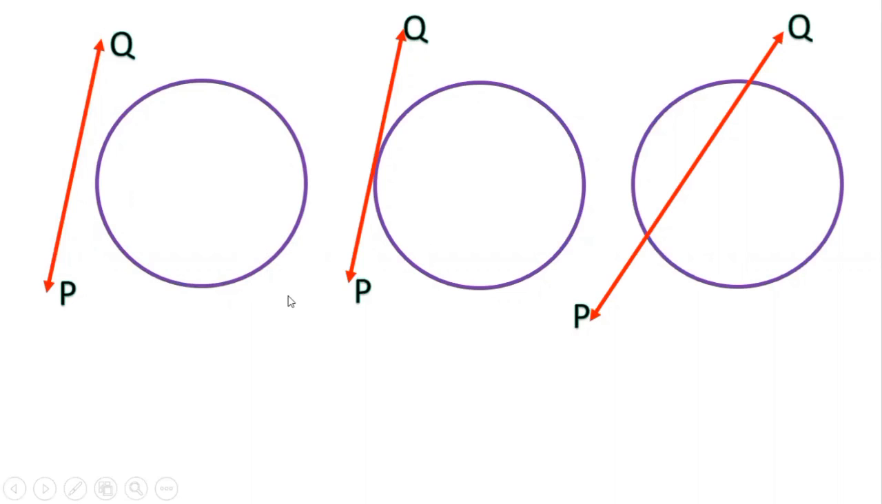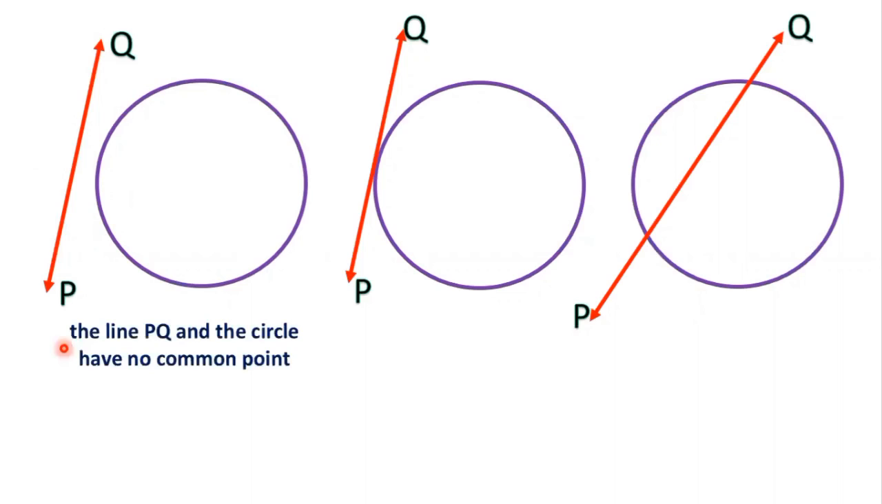In this first one, a line is a little far away from the circle, which means there is no common point for the circle and the line. In the second figure, the line touches the circle, and in the third figure, the line intersects the circle. In the first figure, the line PQ and the circle have no common point.